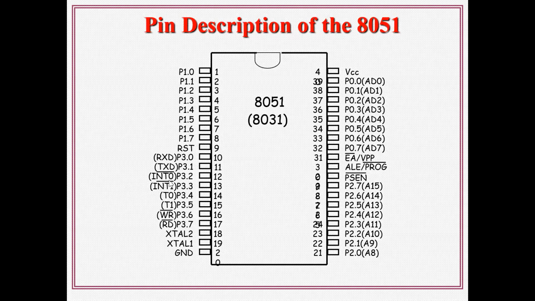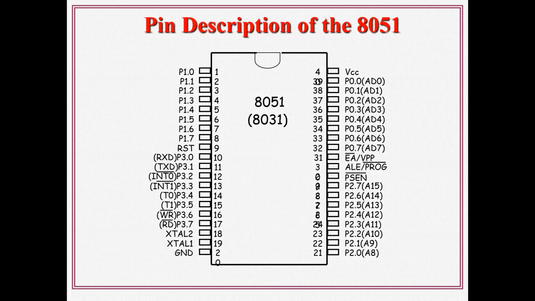The next two pins are INT0 and INT1, the external interrupt 0 and external interrupt 1 pins. The next pins are timer 0 and timer 1, called T0 and T1. These are the two timers. The next pins are memory associated, write bar and read bar. The next pins are XTAL2 and XTAL1, external oscillator 2 and external oscillator 1. These are the two pins to connect an external oscillator to the 8051 microcontroller, and the 20th pin is ground.